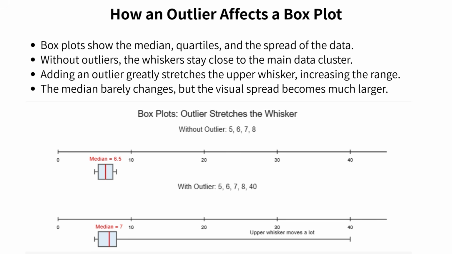A key takeaway for the SAT is that box plots make outliers visually obvious. They highlight how a dataset's spread can change dramatically even when the center, represented by the median, barely moves. So whenever you interpret a box plot, pay close attention to unusually long whiskers. They often signal the presence of extreme values that significantly affect variability.